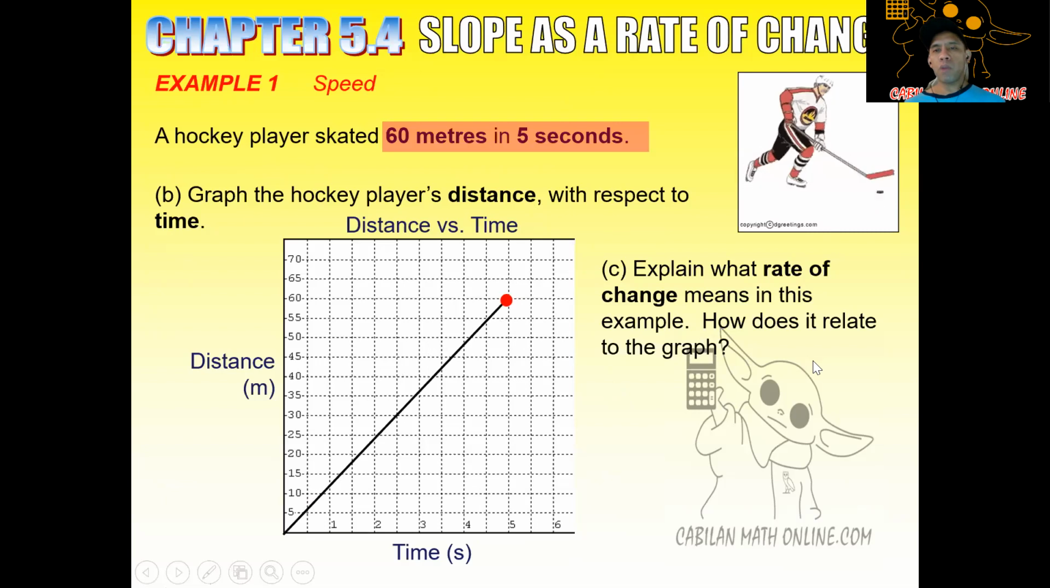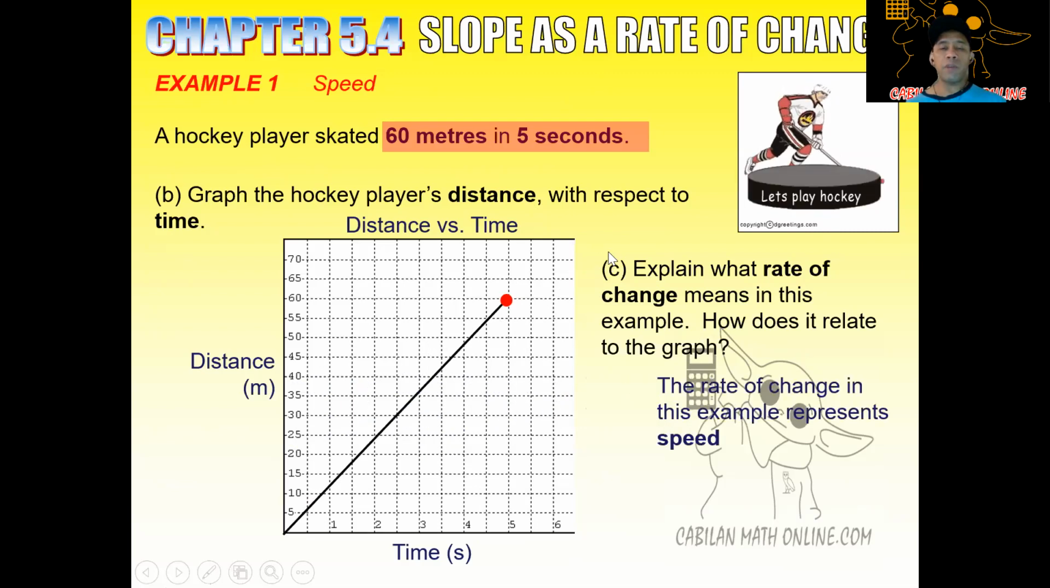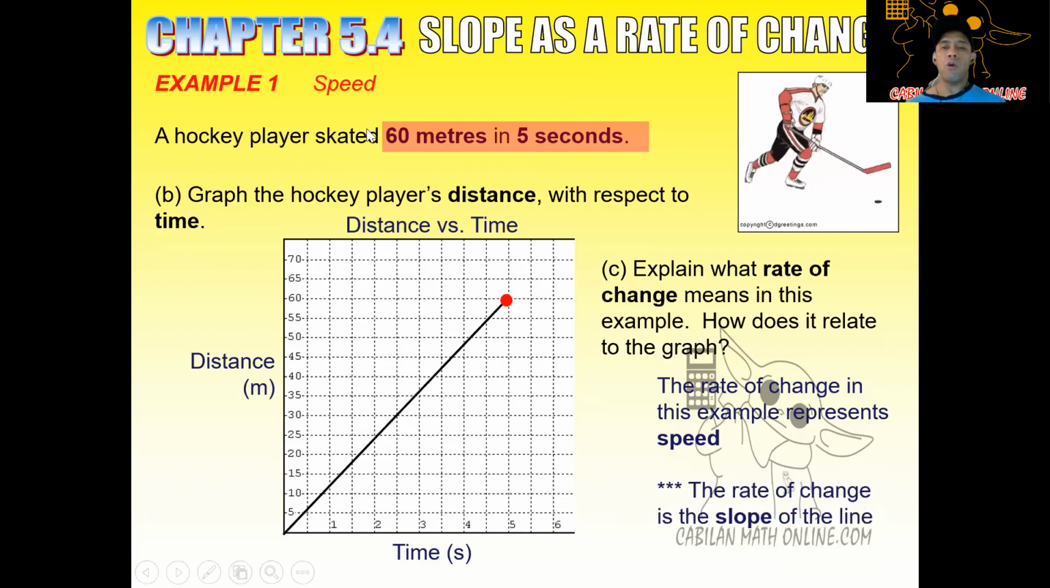So it says, explain what rate of change means in this example and how it relates to the graph. What we're going to do for this one is we know that when you take a distance and divide it by the time, that gives the speed of the player. So we know that the player skated 60 meters in 5 seconds, and the word explanation for this is that when we express it as a rate, it is 12 meters for every 1 second. And the rate of change, in this case, is the slope of the line.